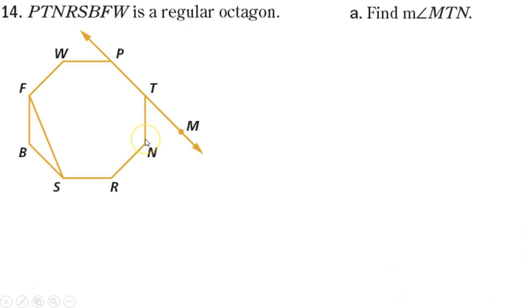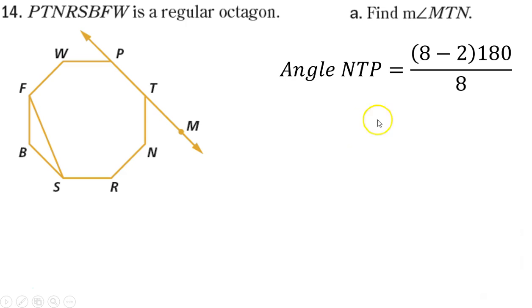So what we have to do here is first find the measure of the interior angle, because the interior angle and the exterior angle that forms a linear pair with it are supplementary. So I'm going to find the measure of angle NTP, this angle here, by doing 8 minus 2 times 180. This is the polygon sum theorem. It tells us how many degrees all of these angles in the octagon add up to: number of sides minus 2 times 180. Then I'm going to divide that by 8 because all 8 of them are the same measure.